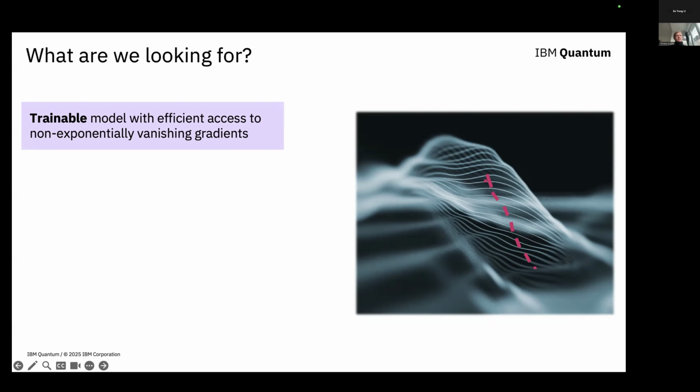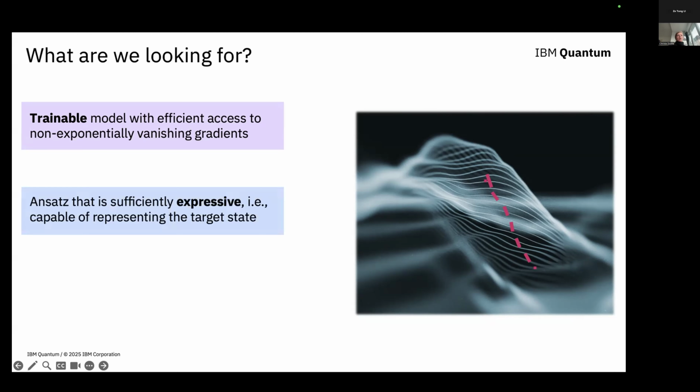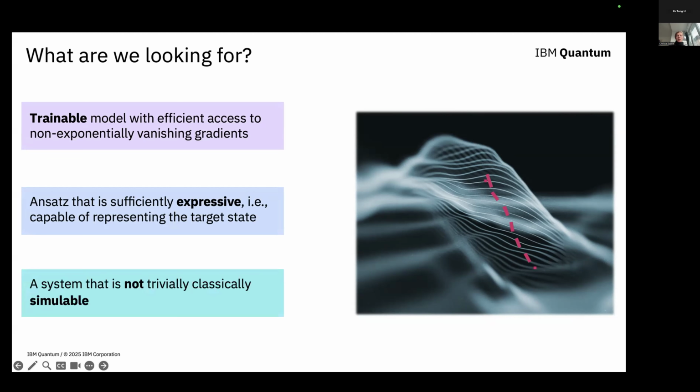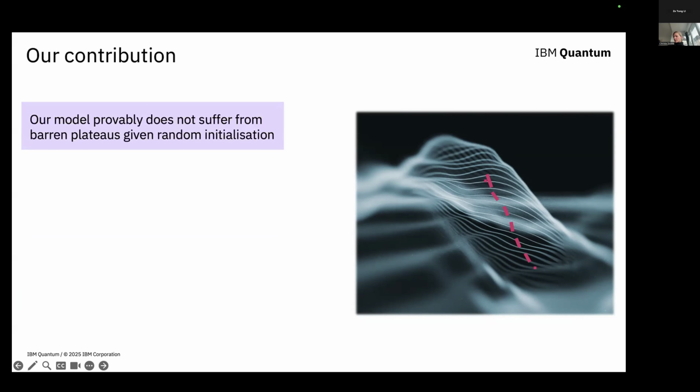So what is it that we're actually looking for? Well, we want to have something that's trainable, which usually refers to non-exponentially vanishing gradients. We want to have a model that provides us sufficient expressivity such that it can represent something interesting, where interesting mostly also refers to a system that's not trivially classically simulable. Now, why is this model that we're looking at here interesting?